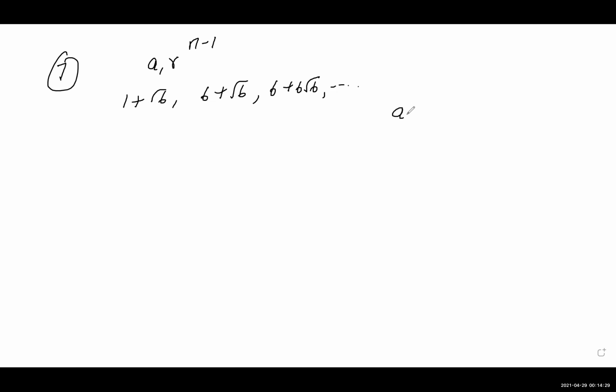So A1 we know, right? It's easy to find A1 because it's always going to be your first term. We have 1 plus square root of 6. Okay, we need to find R. R is the ratio, right? That means you take the second term and divide it by the first term. So you're taking the second term and dividing it by the first term.